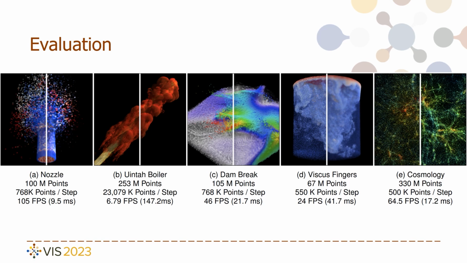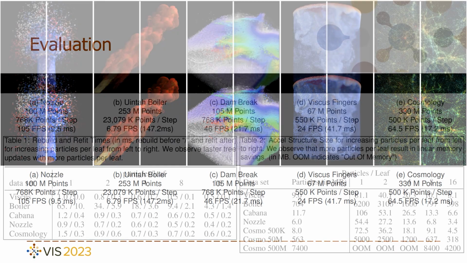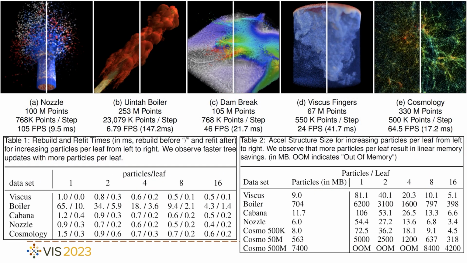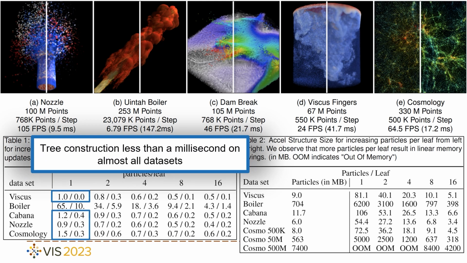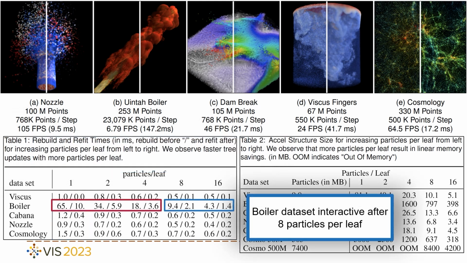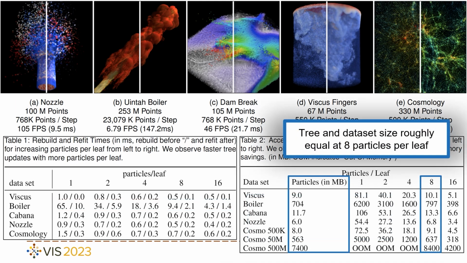So that's the method. To evaluate our solution, we measured the performance on 5 different time series particle volumes, all of which were found to easily achieve interactive real-time rendering performance. Our findings show that GPU-accelerated tree construction takes less than a millisecond on almost all datasets, though Boiler did need some clustering for interactive tree construction.